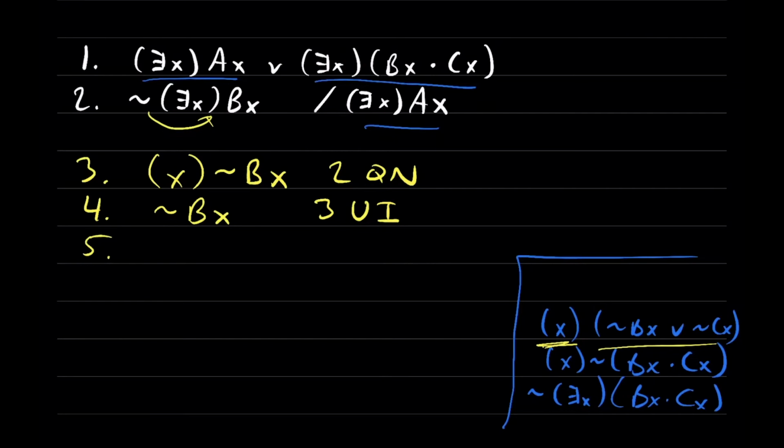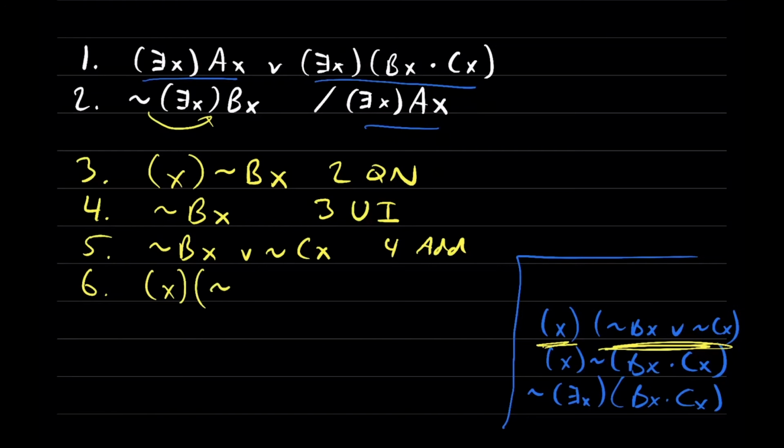Well, I have not bx, so I can use addition to add not cx onto that, like so. So that's line 4 by addition. And that gives me the form of what you see inside that universal quantifier in the bottom right part of your screen. Now I can apply my universal generalization rule. So I'm going to take this statement number 5 that contains the free variable x, introduce the universal quantifier, and I'll end up with a statement like this. For all x, not bx, or not cx. And that's line 5 by universal generalization, UG.